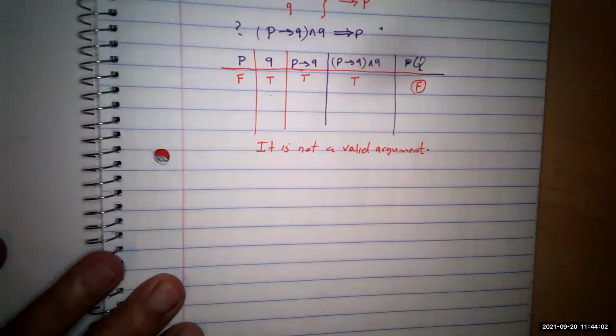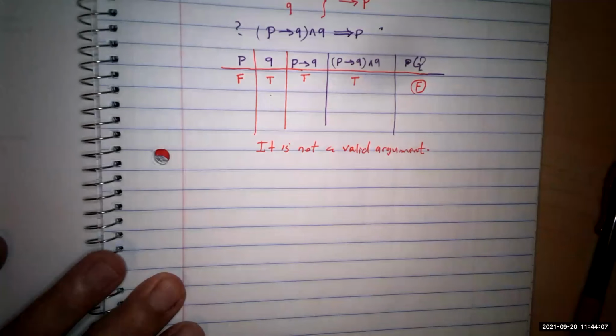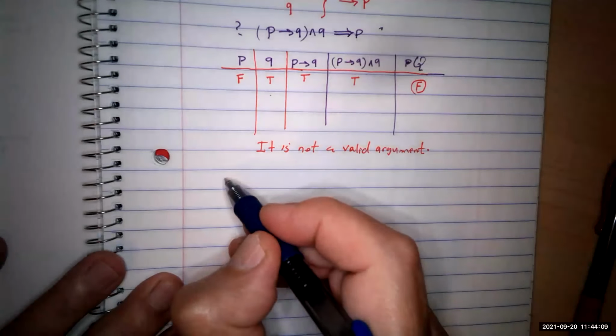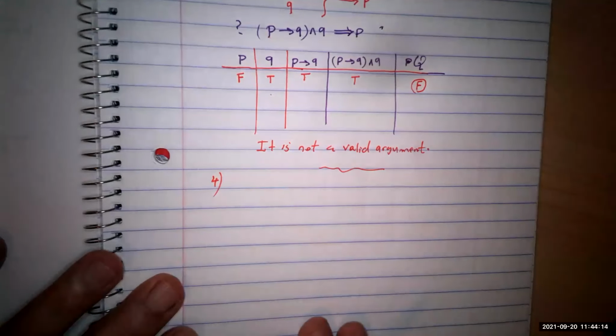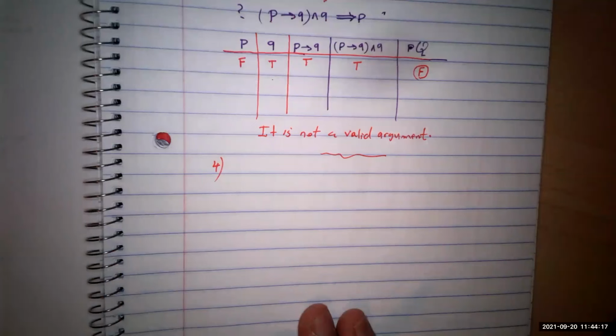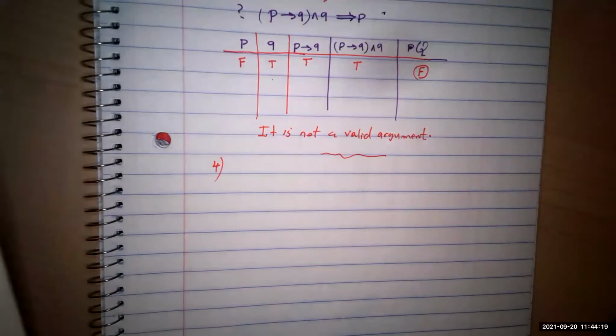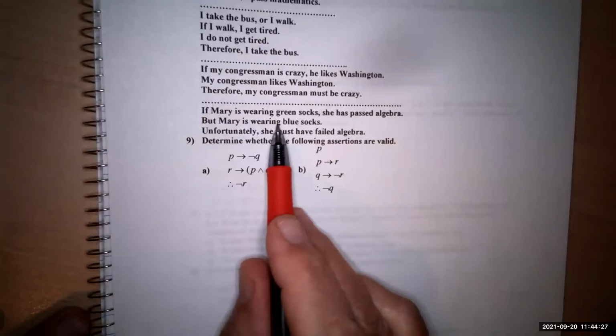The other one is, remember we talked about the inverse error. So we should have one with the inverse error. I think number 4 would give you that one. Okay, so we go with number 4. Are you ready for number 4? Number 4, the argument is this one. We did a similar one before. Mary is wearing green socks. She has passed algebra. She's having on something with a different color. So unfortunately, she failed algebra.